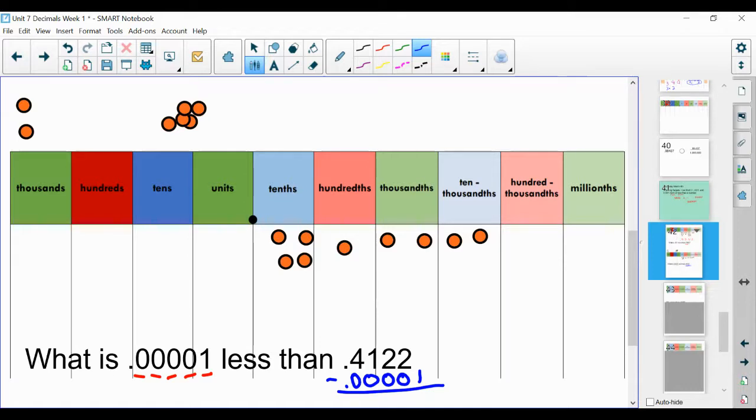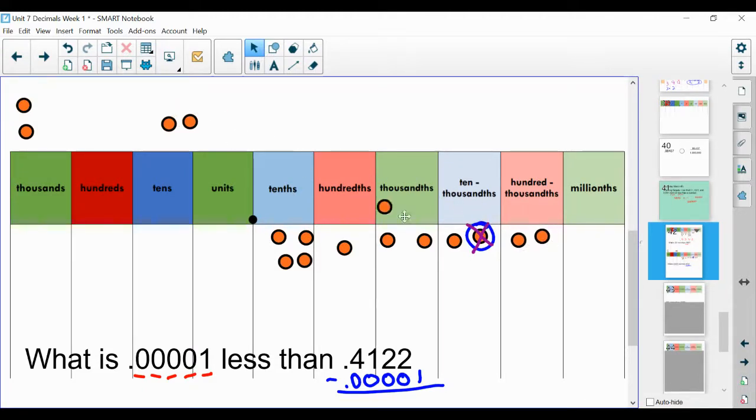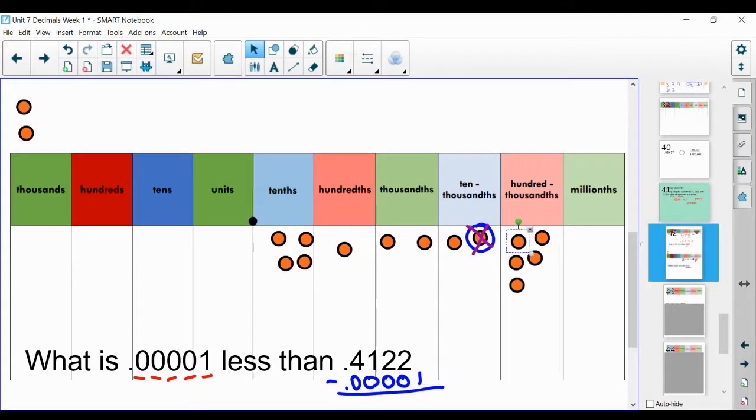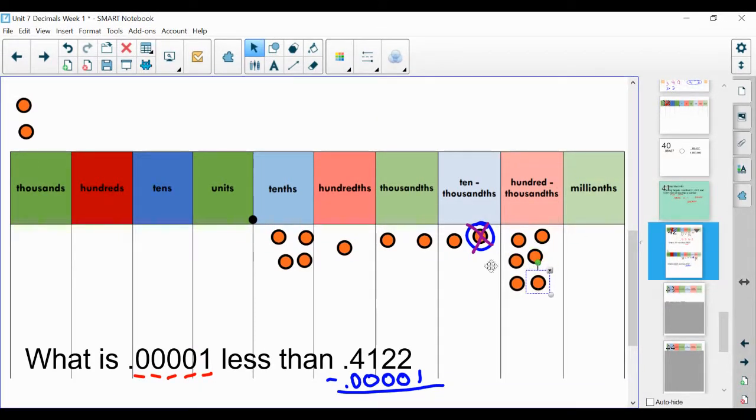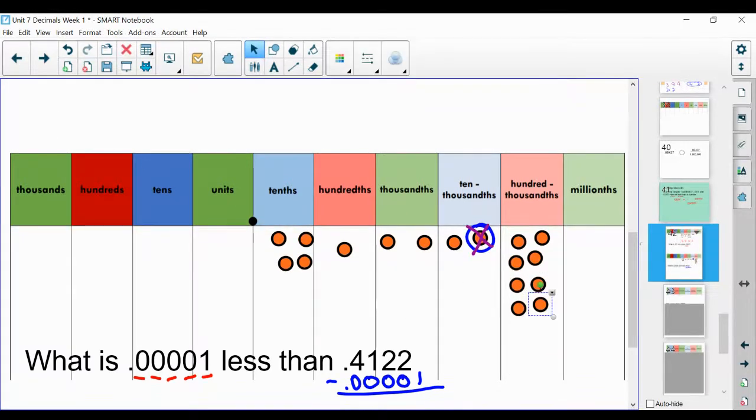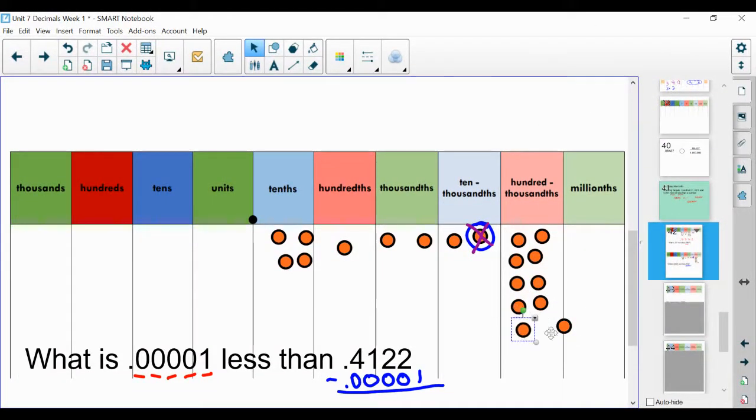There's nothing there. So instead, we're going to have to take one of these and regroup it into 10 100,000ths. I'm going to cross this off and pull in 10 counters, just like you would do if you did normal subtraction. I'm going to have to make a couple more. That's okay. I'm going to pull in 10 counters: 6, 7, 8, 9, 10.